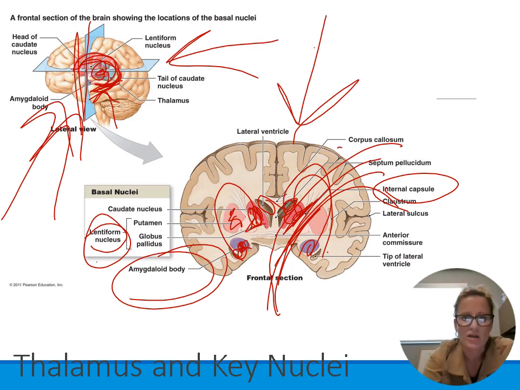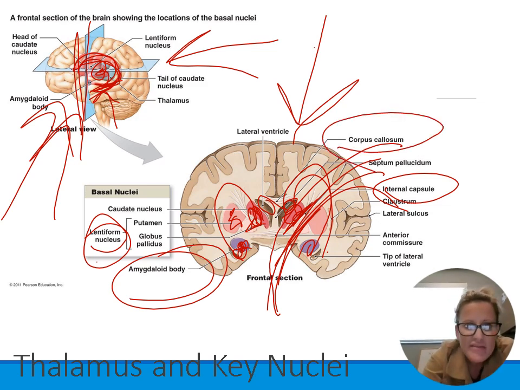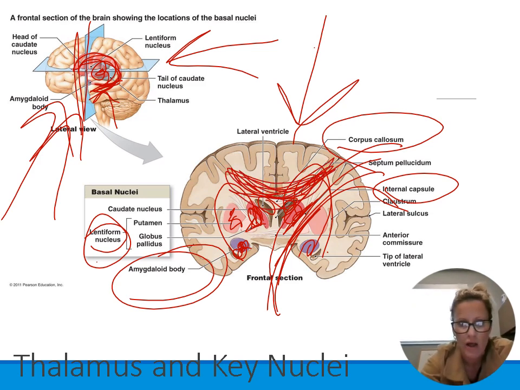What else? Oh, let's talk about the corpus callosum. Above this, remember there are fibers that pass back and forth between the two cerebral hemispheres, and those fibers are part of the corpus callosum. So that's up top here.